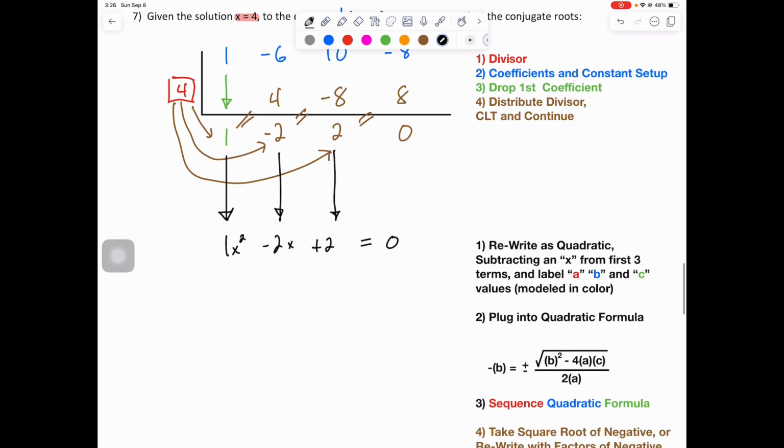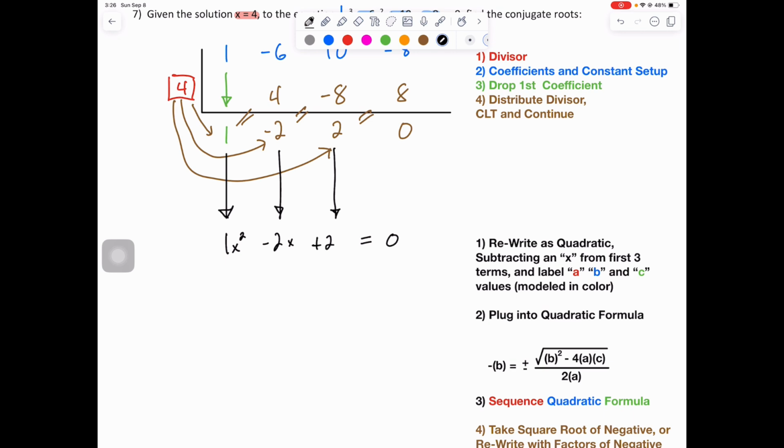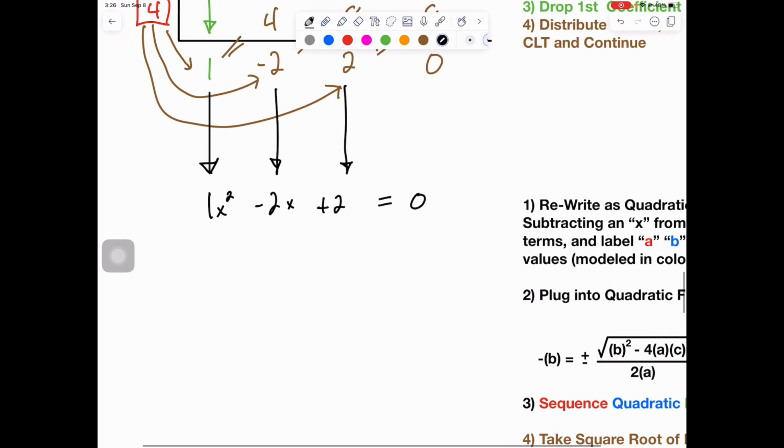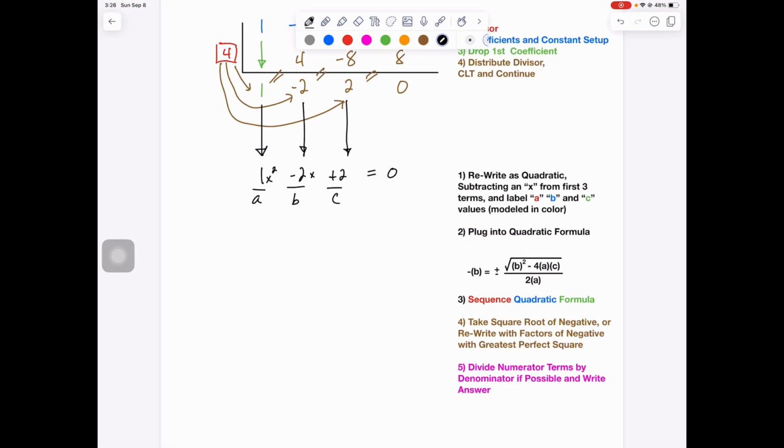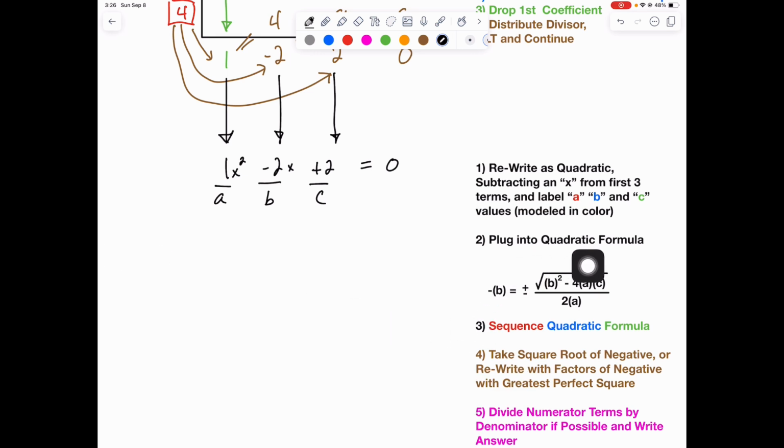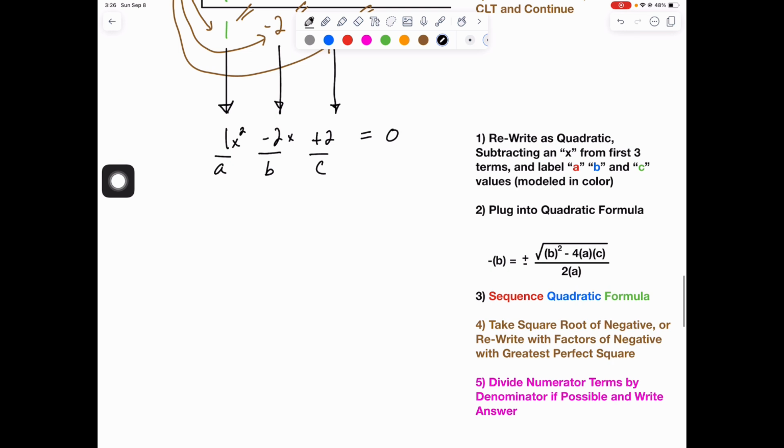Beautiful. All right, but it does want us to label our A, B, and C, and as we remember from last year, the coefficient of x squared will be your A, the coefficient of x is your B, and your constant will be your C. Then we need to plug into the quadratic formula, and we're just simply going to do that.